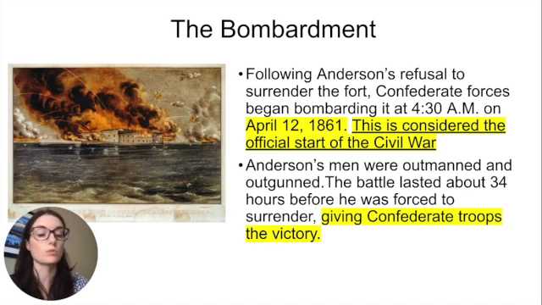So on your chart underneath winner, we're going to record the Confederates. And just for your own reminder, in that same box, you can put in parentheses the South. Remember, Confederate troops were in the South, Union troops were from the North. So Anderson, who was the Union general, he was unable to withstand the bombardment from the Confederate forces. He and the Union troops had to surrender, and the Confederate troops took the first victory at the Battle of Fort Sumter.